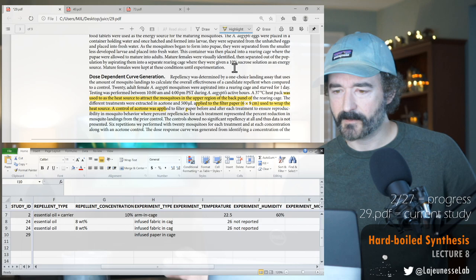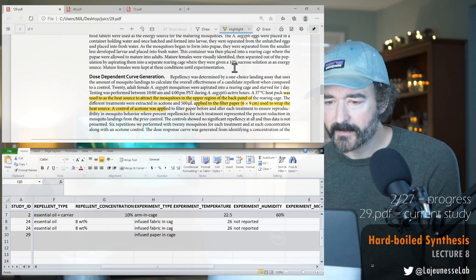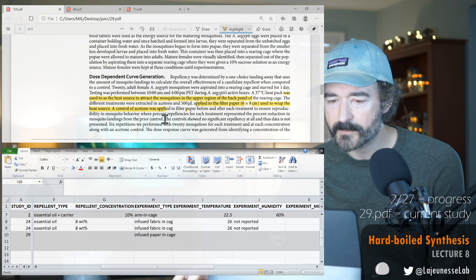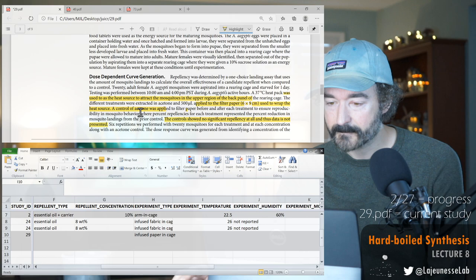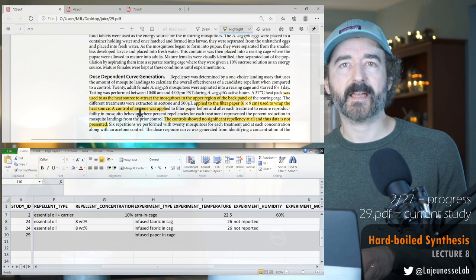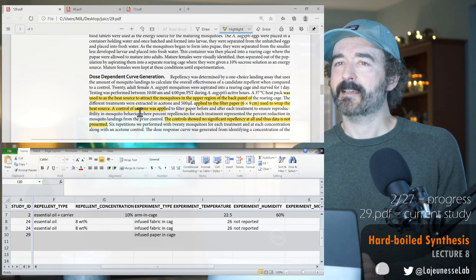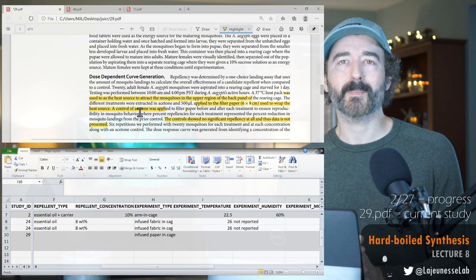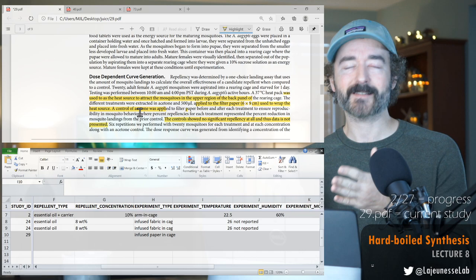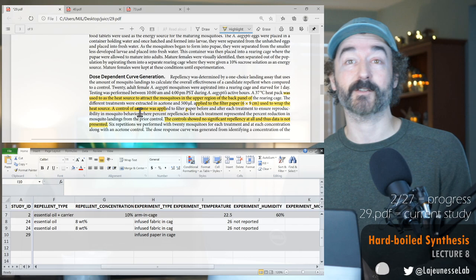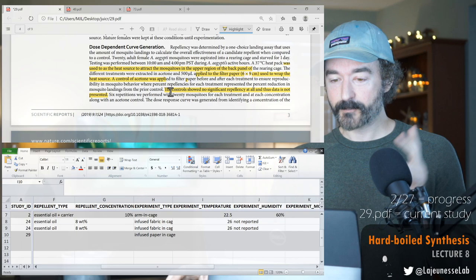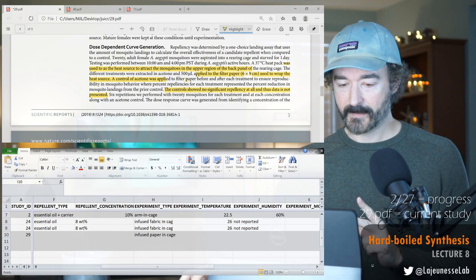Dose-dependent curve generation. Okay, repellency was determined: heat cage, filter paper treatment to ensure reduction. Controls showed no significant repellency and thus data were not presented. Okay, well that's an issue. I guess the negative controls showed no repellency effects. That goes back to what I was describing in earlier lectures. It's really important to choose the right type of control, positive and negative. Negatives that show no variability in outcomes are really not useful at all. And in this case, they decided to not even report the results, mostly because I imagine it was just a giant list of zeros. Six repetitions were performed with 20 mosquitoes for each treatment. All right, so a sample size of six.